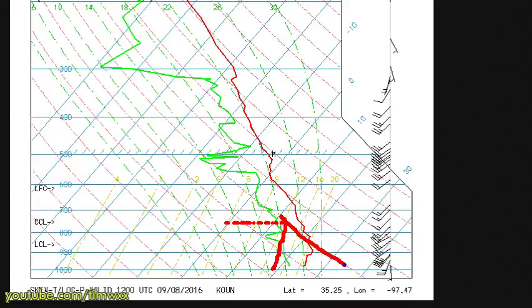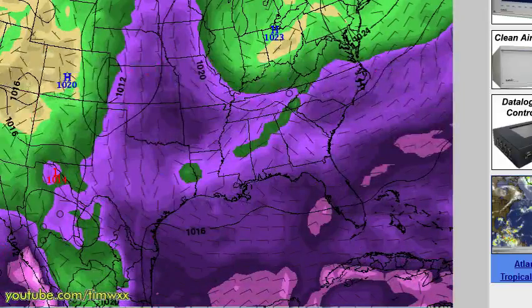And if we lift our parcel and compare that to the environmental trace that we have plotted already, we can see that we're only very slightly to the right of this temperature line. And we're pretty well capped here. So it looks like the instability is really marginal, maybe looking at values of maybe 1,000 to 1,500 at the most, I would say. So stability is a limiting factor, and moisture. That's just a quick look at the soundings right there.